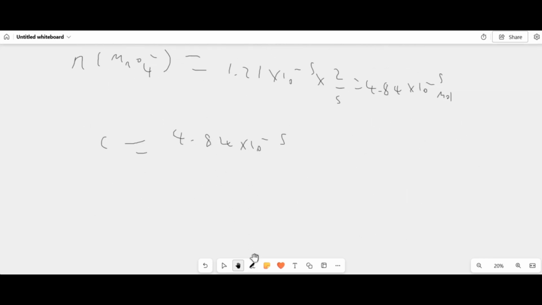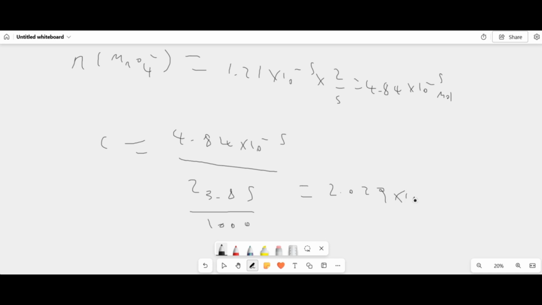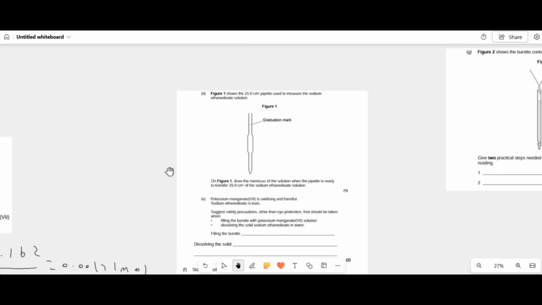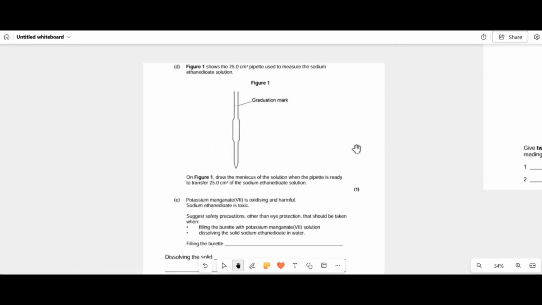So we divide that by 23.85 volume, which is in cm cubed, so divided by 1,000 to get dm cubed, and that gets you 2.029 times 10 to the power minus 3 mole per dm cubed. I'll write that as 2.03 times 10 to the power of minus 3, to 3 significant figures, mole per dm cubed. Alright, safe.